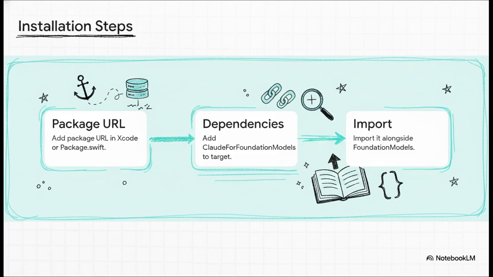We're talking 3 quick steps. First, just add the package URL in Xcode or your Package.swift file. Second, add the Claude for Foundation Models dependency right to your target. And third, import it alongside FoundationModels in your code. That's it. It's exactly like adding any standard Swift package you use every single day.